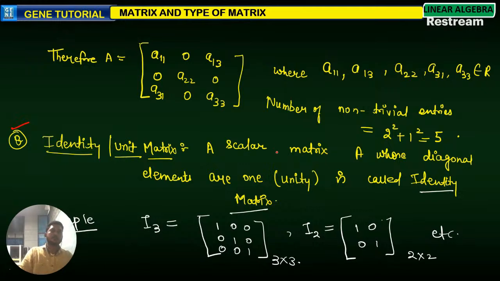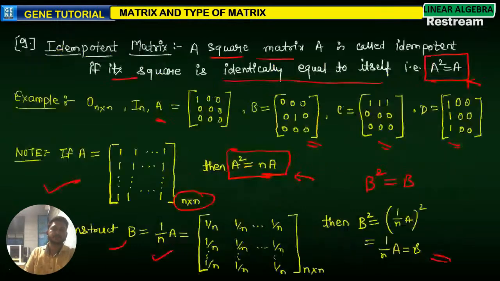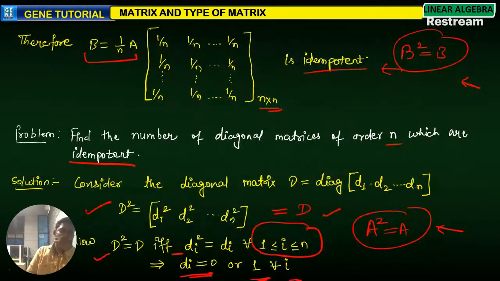A scalar matrix A whose diagonal elements are 1, that is unity, is called an identity matrix. Some examples related to the identity matrix are like this. These are diagonal matrices of order 3 cross 3, and these are identity matrices, which have diagonal elements equal to 1 or unity. So we can say it is the identity matrix or unit matrix. Okay. Come to the next point.